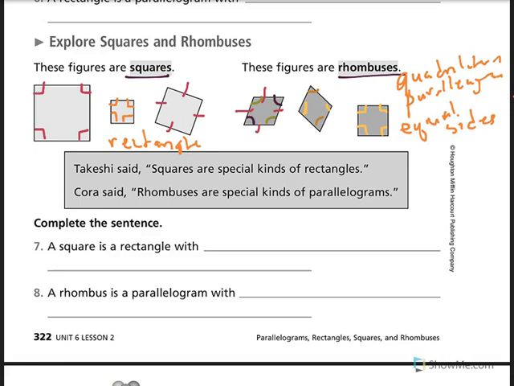So a square is a four-sided shape. All the opposite sides are parallel. They're all equal length. And all the angles are right angles. So a square is a rectangle with equal sides. All of them, all four. And a rhombus is a parallelogram that also has equal sides.